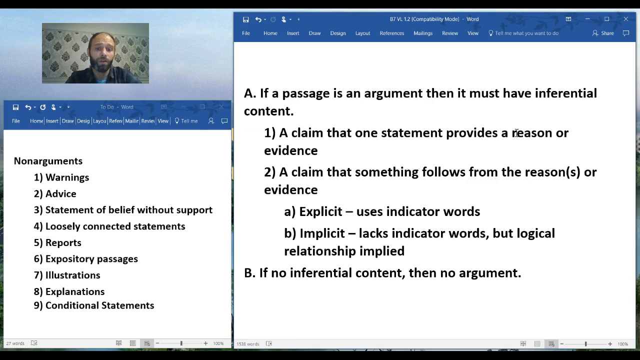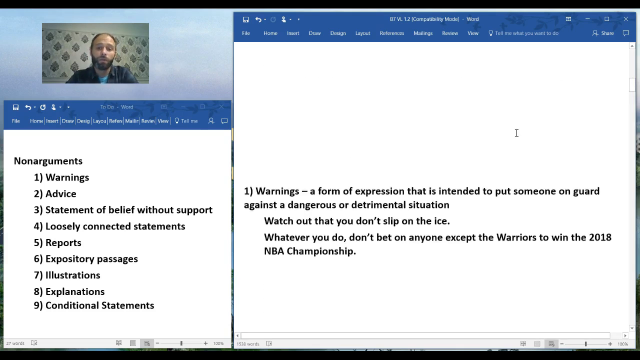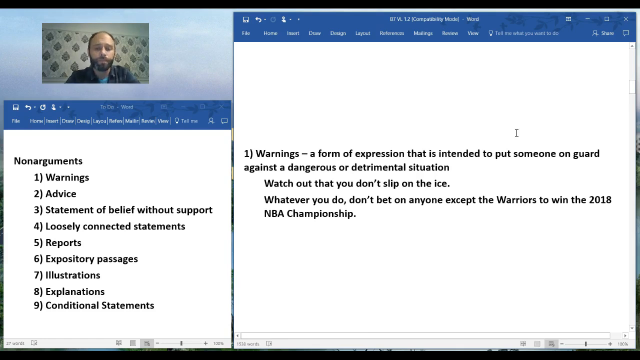Now, a key point here is that if there's no inferential content, if there's no logical structure to the information, if there's no relationship of support between the information, then there can be no argument. So we'll go through each of these types of non-arguments and we'll show how there's no inferential content. No idea is supporting another idea. That's how we'll distinguish between arguments and non-arguments. So let's look at the first type of non-argument.